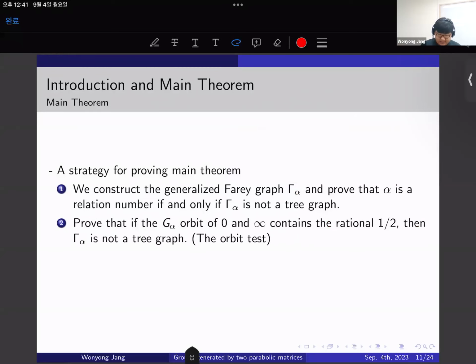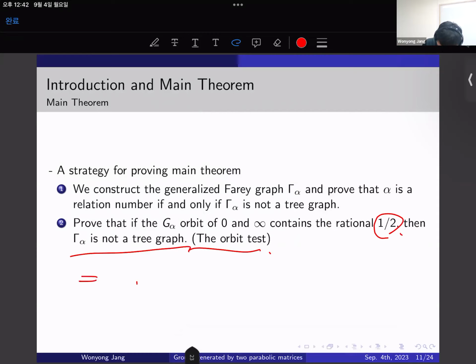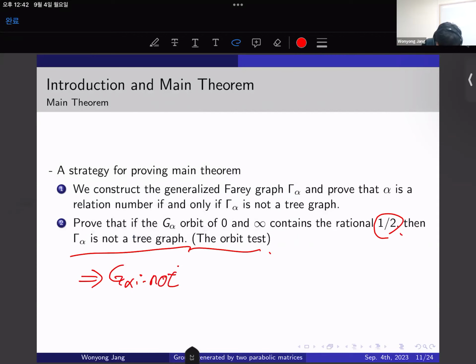And second is the orbit test. It means that if the G alpha orbit of 0 and infinity contains the rational number 1 over 2, then we show that the graph Gamma alpha is not a tree graph. So it means that from part 1, G alpha is not linked to free groups.